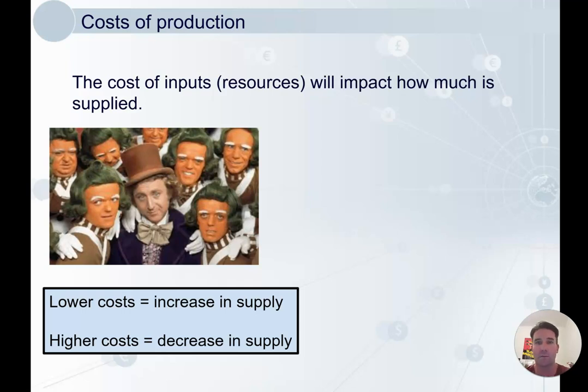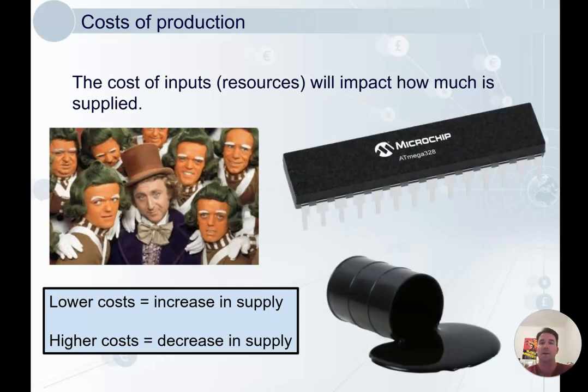Now, some real examples that we'll look at. Here we've got a microchip and we've got oil. These are big components in other goods. So if the price of microchips comes down, which has happened pretty dramatically over the past few decades, then the supply of electronics increases. And that has also happened quite dramatically over the last few decades.